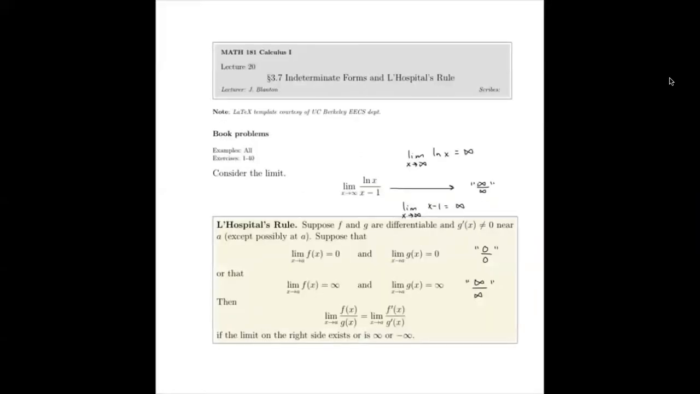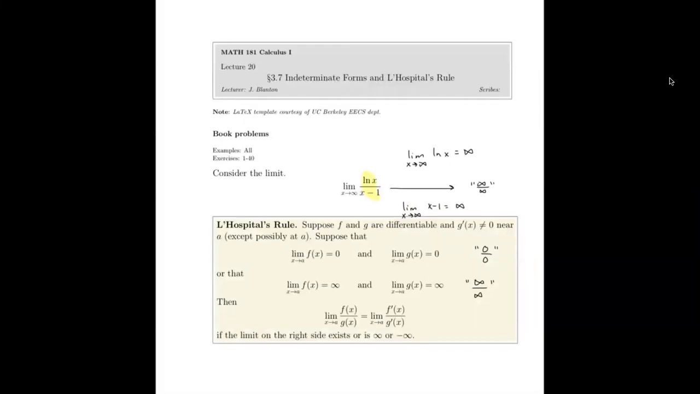Section 3.7 is indeterminate forms and L'Hopital's rule. So this is another way to evaluate limits. It's a very important tool, and it's particularly useful. Well, it's really only applicable when we can get the function we're taking the limit of into some sort of indeterminate quotient.